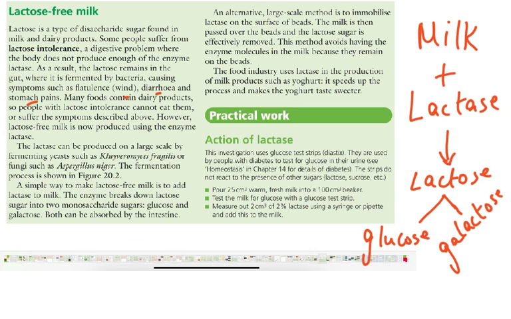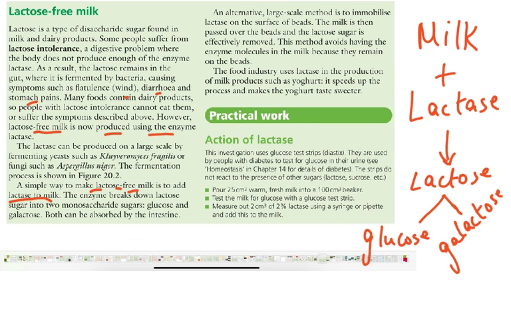Many foods contain dairy products, so people with lactose intolerance cannot eat them or suffer the symptoms described above. However, lactose-free milk is now produced using the enzyme lactase. A simple way to make lactose-free milk is to add lactase to milk. The enzyme breaks down lactose sugar into two monosaccharide sugars, glucose and galactose. Both can be absorbed by the intestine.